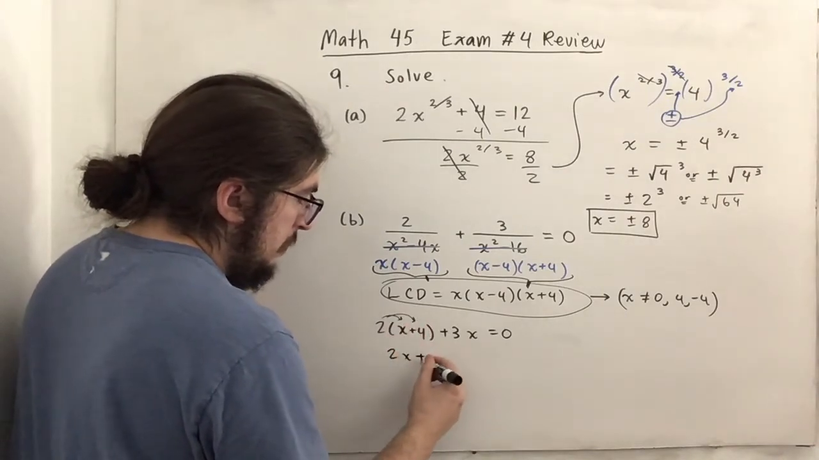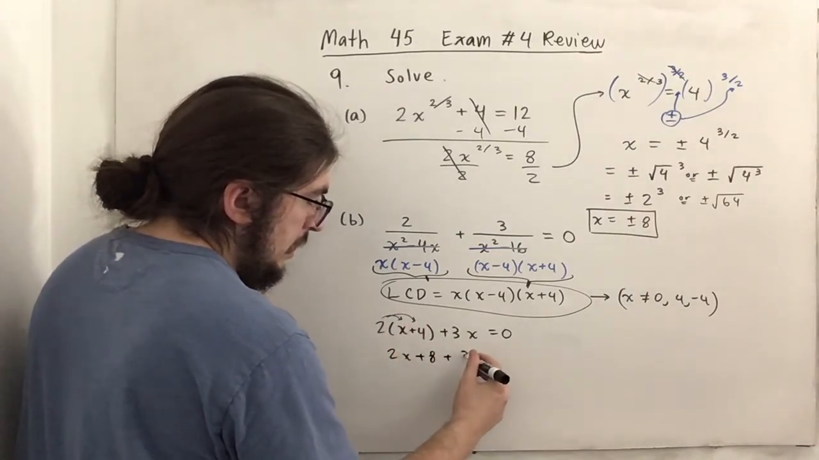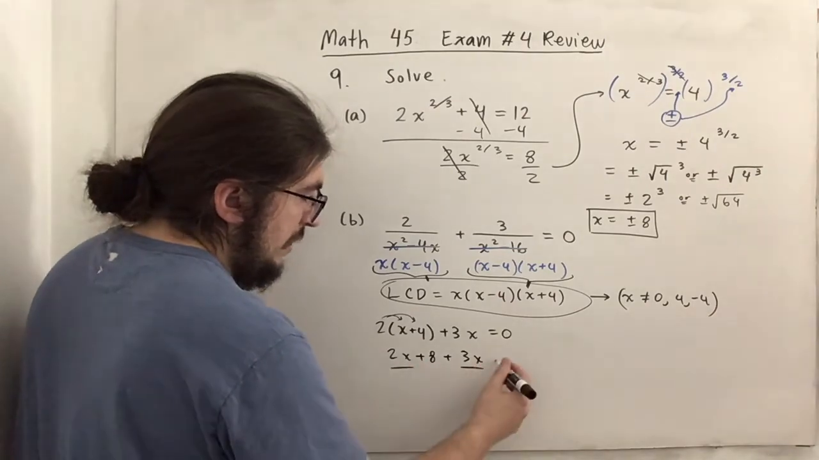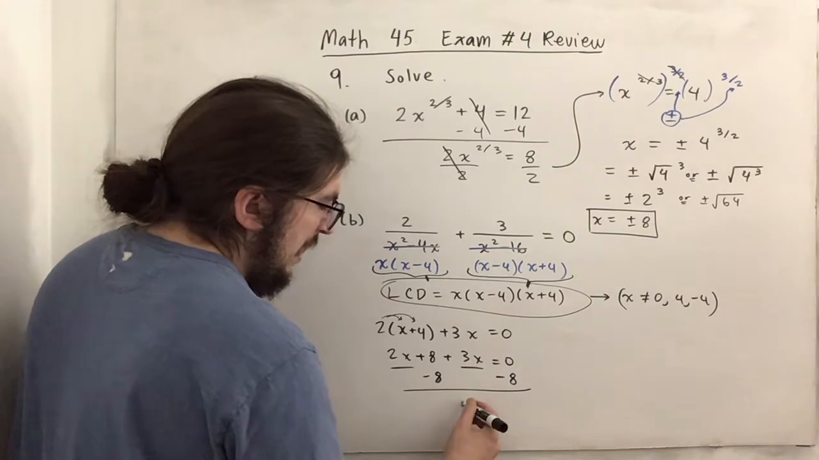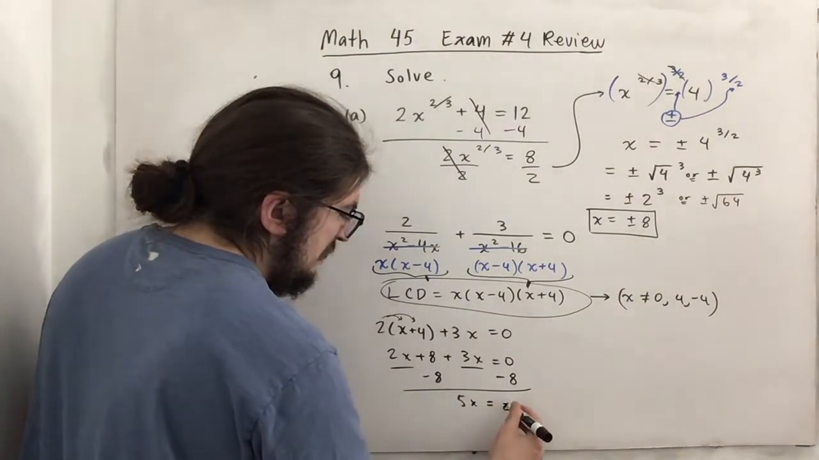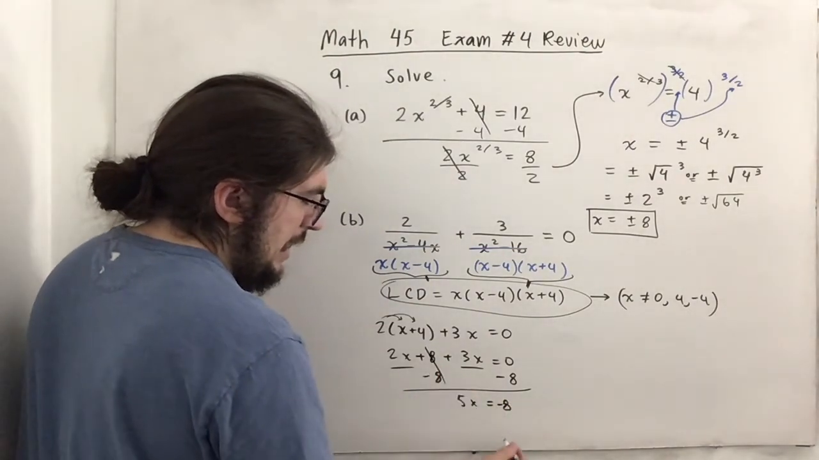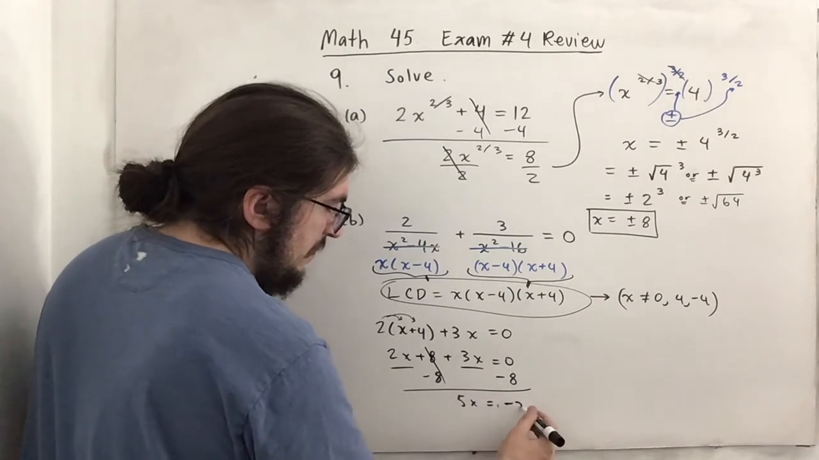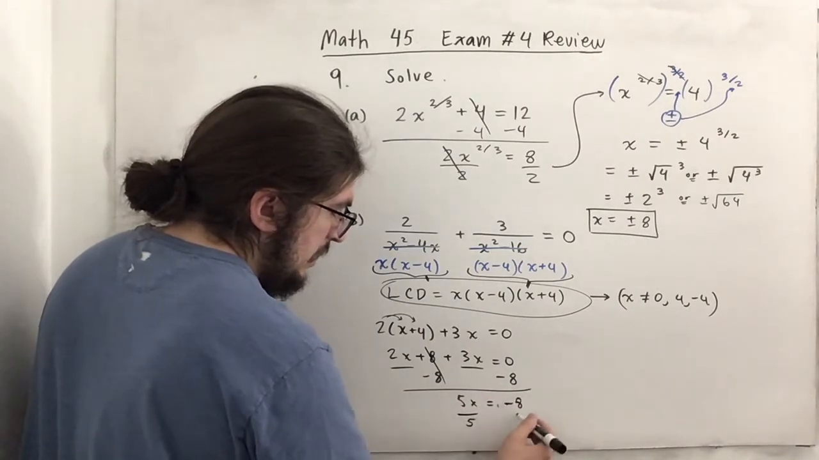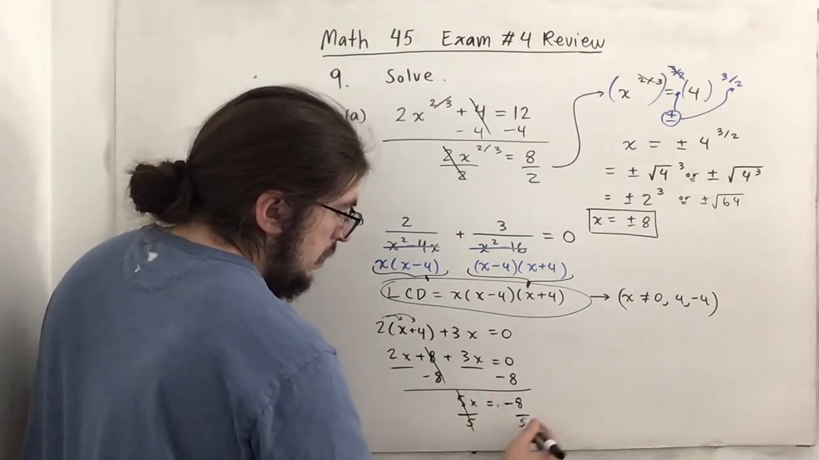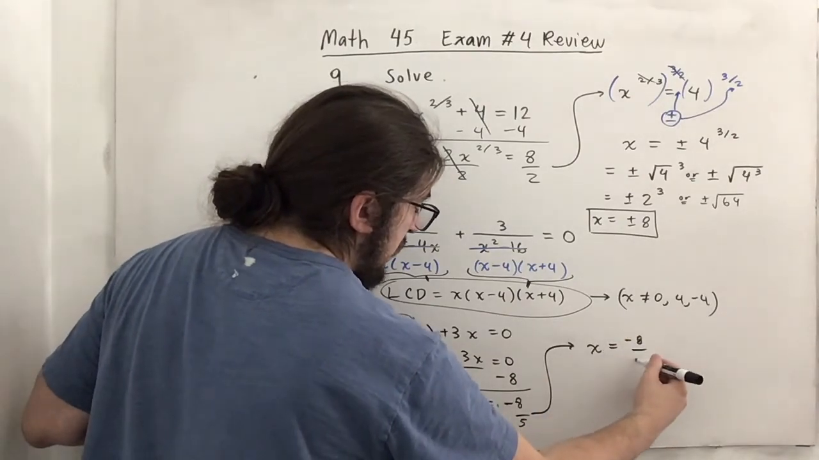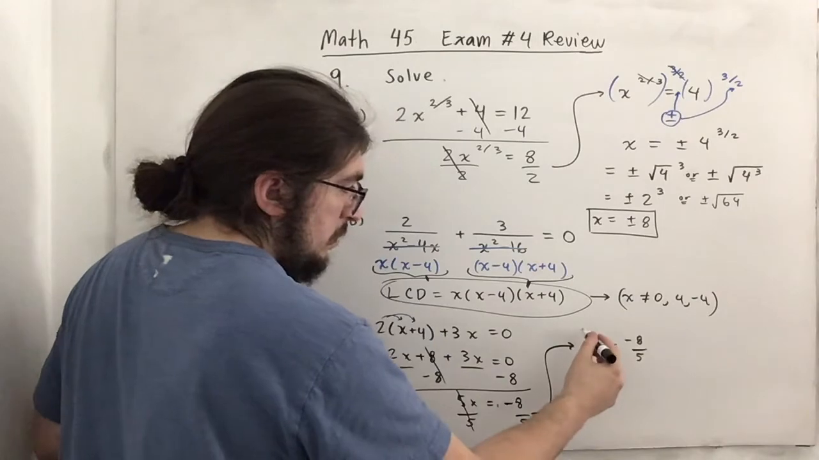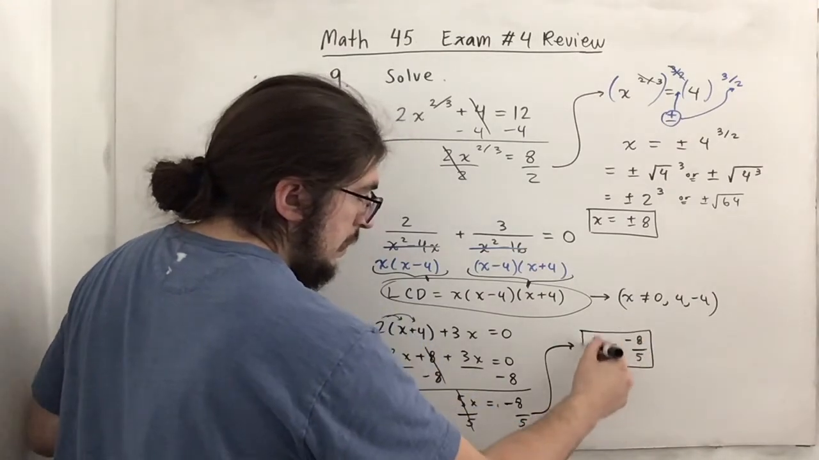You just get 2x plus 8 plus 3x. The x terms combine to 5x. We can subtract this 8 to the other side, so we get 5x is equal to negative 8. And then dividing by 5 finally gives us our answer that x is equal to negative 8/5, which is not extraneous because it is none of the values that would have given us a denominator of 0.